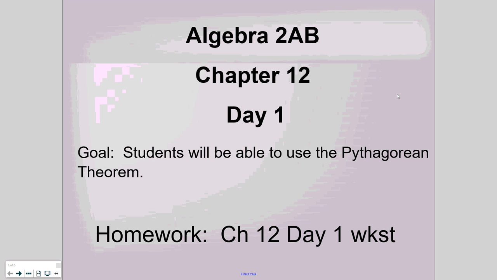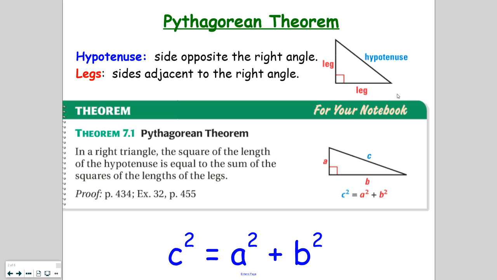The notes are going to be rather abbreviated as well because obviously all these concepts you've talked about in previous classes. So today we're talking about Pythagorean theorem. One thing that we need to know before we can use Pythagorean theorem is what's the hypotenuse and what are the legs. The hypotenuse is the side that's opposite of that right angle.